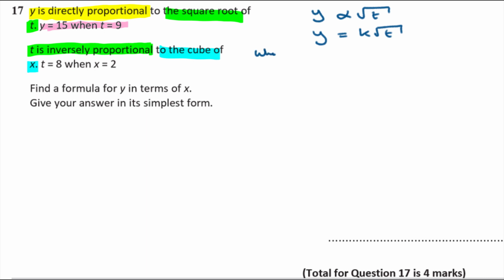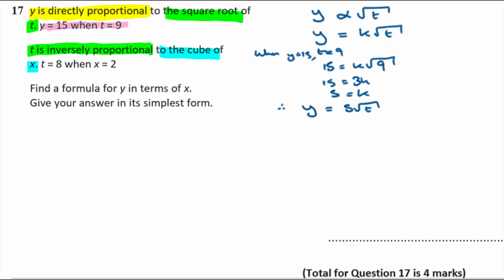So when y is 15, t is 9, that tells me then that I get 15 is equal to k lots of root 9. Well, the root of 9 is 3, so I get 3k is equal to 15, and then dividing both sides by 3, I'm going to get k is equal to 5. Okay, so then I can piece it together and say therefore y is equal to 5 lots of root t. Okay, so I've got my equation in y and t. Okay, so in the first part.